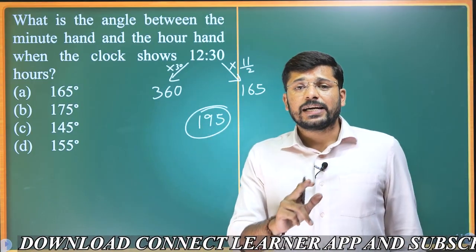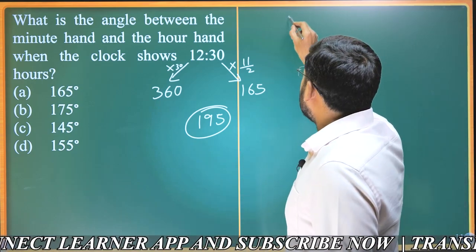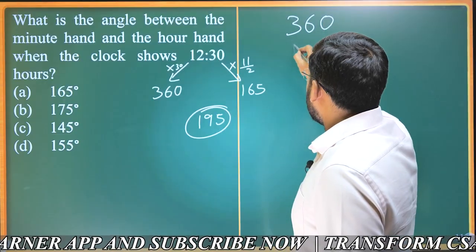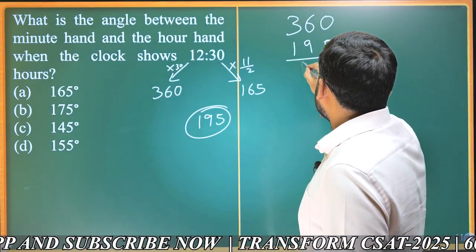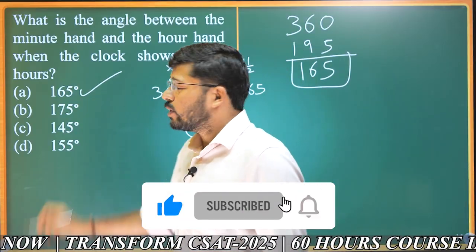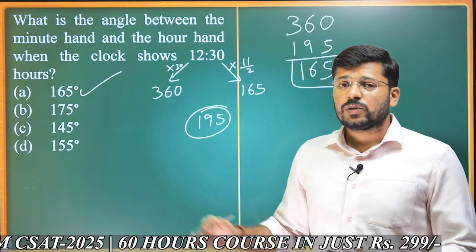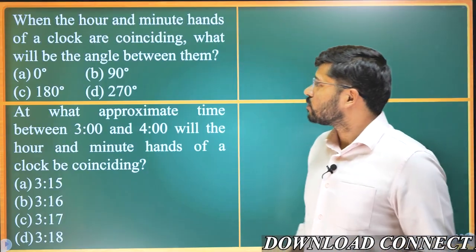Now, is it less than 180 or greater than 180? It is greater than 180. So, when this is greater than 180, what do we need to do? You subtract it from 360. What is 360 minus 195? It is 165. And do we have an option? Yes, 165 degrees is the answer. Done. Now, based on this concept, we shall see some advanced questions.